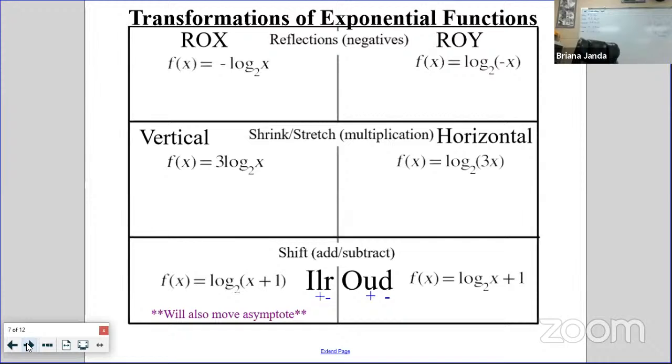In that top level, the reflections would be any negative that shows up in our function. If the negative's outside, remember how we addressed that in our table. We went down our y column and we changed the signs on all of our y's, called an ROX. That's all I have to do.